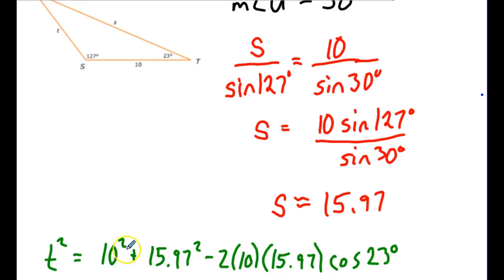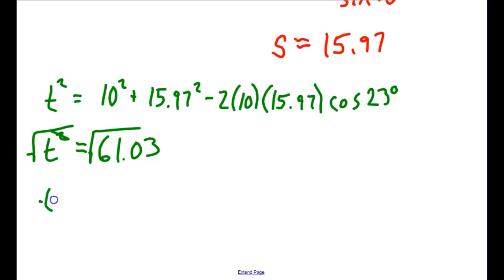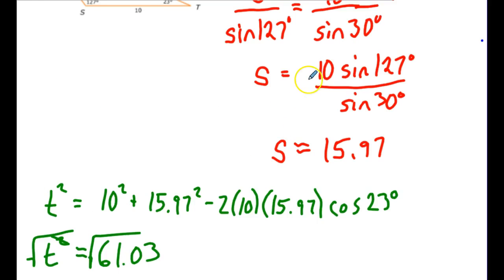Now the easiest thing to do is just use your calculator and simplify this right side of the equation. And if you do that, you get T squared is going to be equal to approximately 61.03. To get T isolated by itself, take the square root of each side. We get T is approximately 7.81. When using the law of cosines punching this in, make sure you use parentheses where appropriate. Alright, now we have both side lengths and the missing angle found.